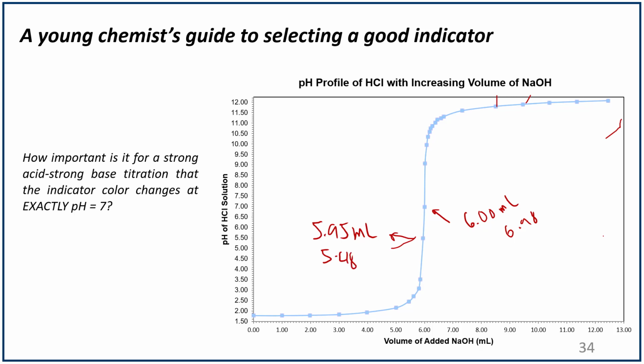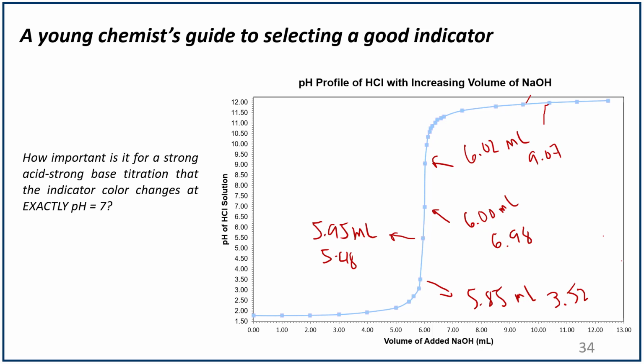Okay, again, notice the difference between the pHs of these two volumes. And then next, let's look at this point as well. This one is around one full drop lower than 5.95. This is 5.85 ml, and the pH is actually at around 3.52. And then finally I want to look at this line, which is the pH here is around 9.07, and this is just a quarter of a drop away even. So this is 6.02 ml, and then 9.07 is the pH.